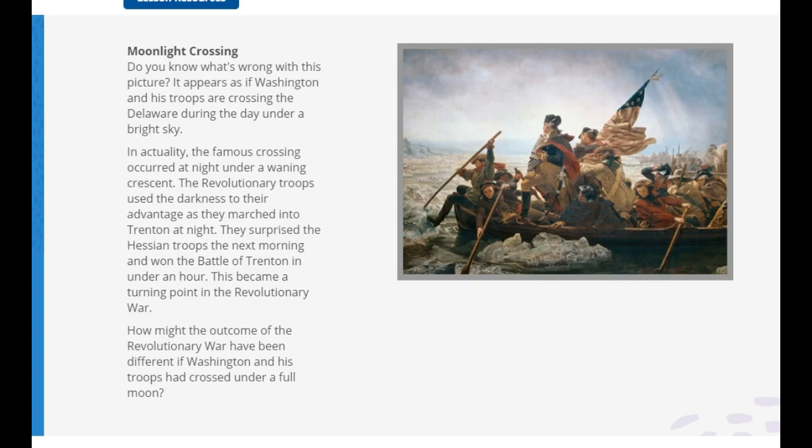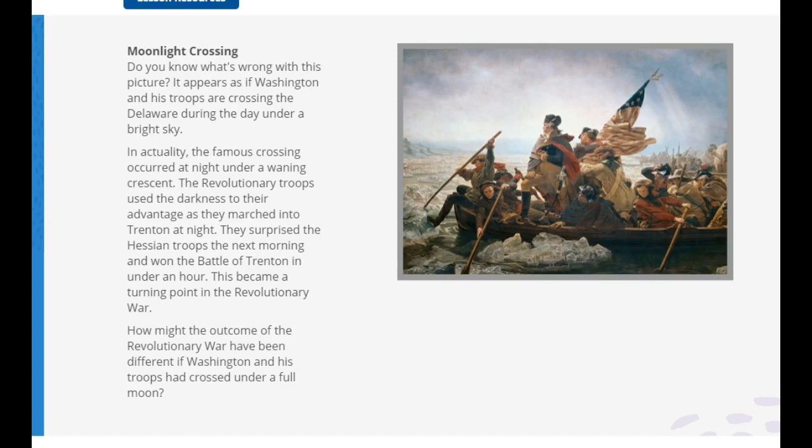The Revolutionary troops used the darkness to their advantage as they marched into Trenton at night. They surprised the Hessian troops the next morning and won the Battle of Trenton in under an hour. This became a turning point in the Revolutionary War. How might the outcome of the Revolutionary War have been different if Washington and his troops had crossed under a full moon? Maybe they would have seen them coming."